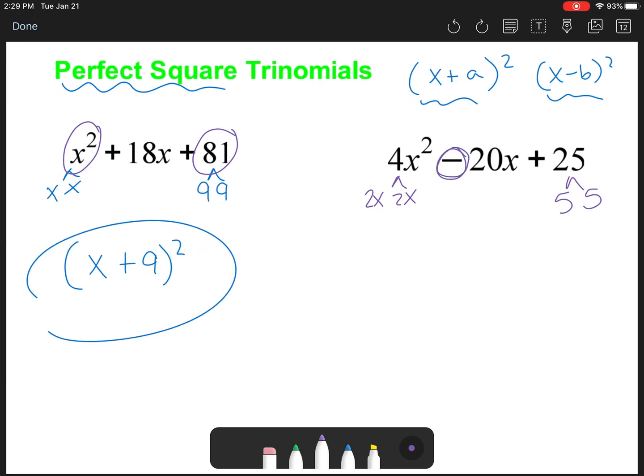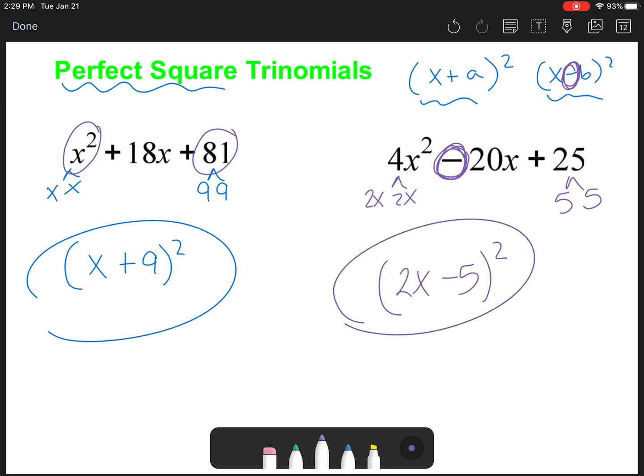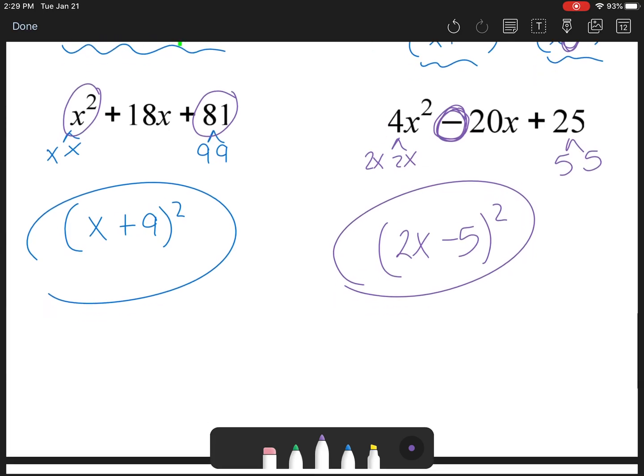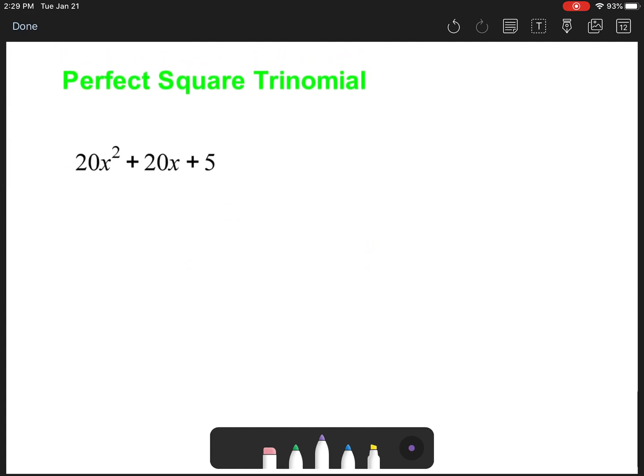Now for this one, notice that it's subtracting 20x, right? So since it's subtracting 20x, that's how I know I'm going to be using the subtracting pattern. So if we had 2x minus 5 squared, that would be our perfect square trinomial. And you could multiply these out to double check if you were right or wrong, but this is how it works. Again, it's just another pattern. It's a little bit faster if you're able to recognize that pattern.